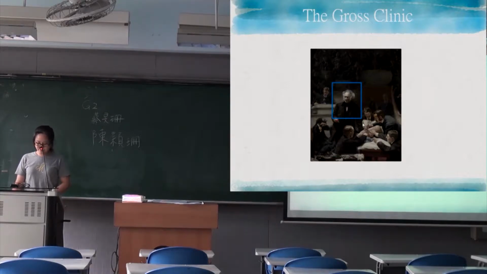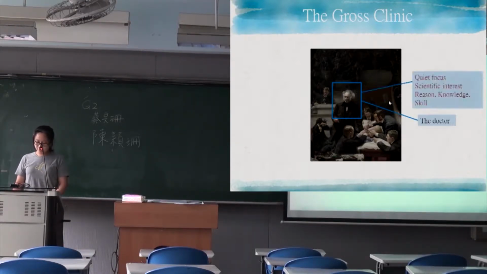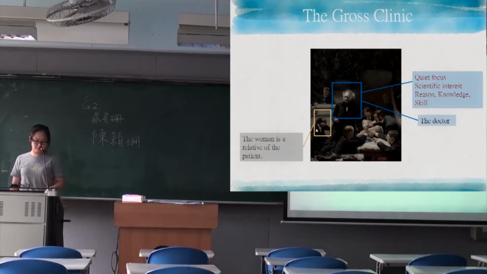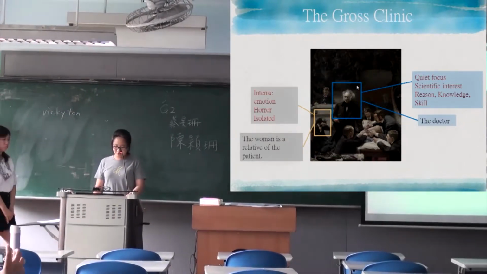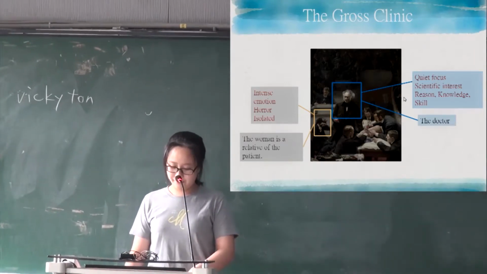The neutral color decreases the feeling of drama, and supports the feeling that reason, knowledge, and skill are being portrayed. On the other hand, the woman is in yellow, and the woman is the relative of the patient. She is isolated from others because her mood is different from others. We can see the horror in her hands, and I think the painter wanted to contrast the reaction of the woman and the quiet focus of the doctor.